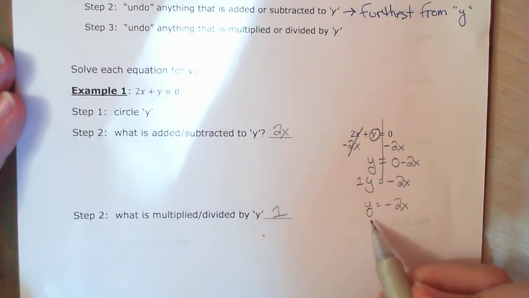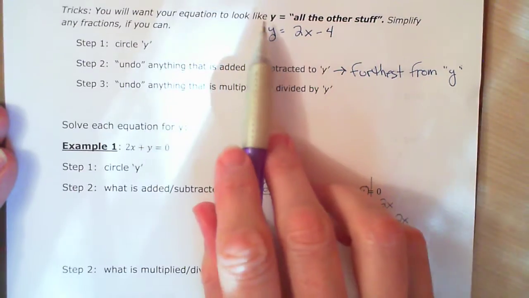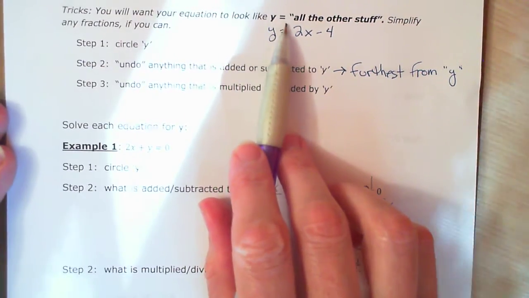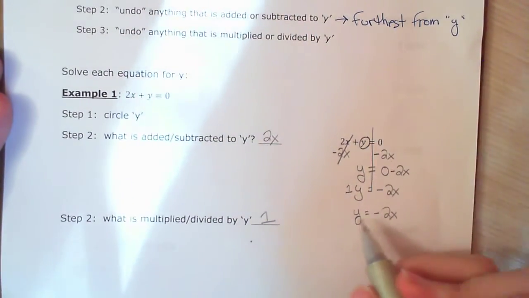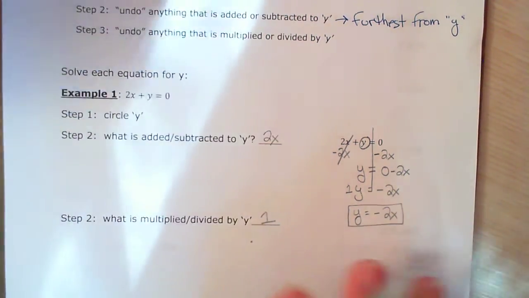So in this example, I'm done because I have y all by itself on one side of the equal sign and everything else on the other. So that one's done. All right, let's try some more. Example 2.